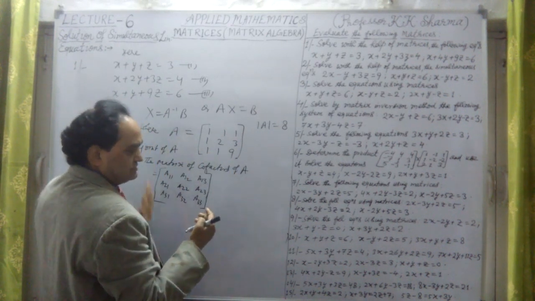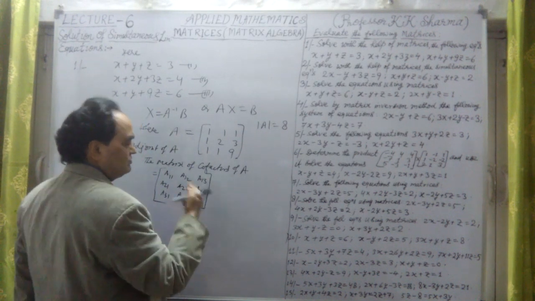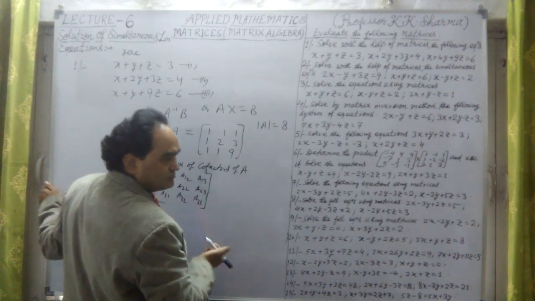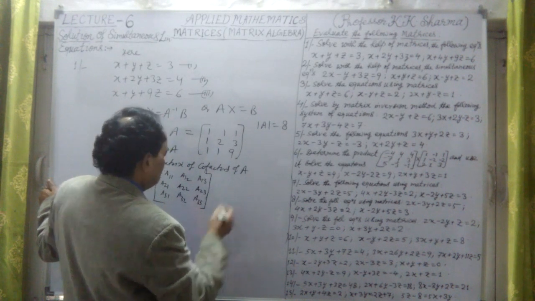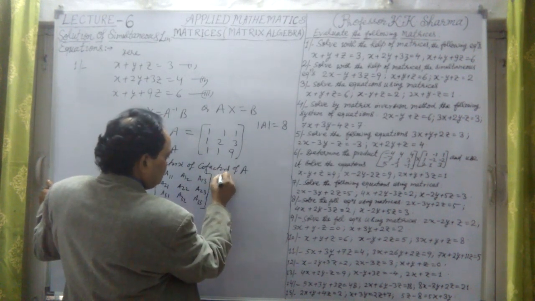Then X, Y, and Z, the column matrix, equal to that value. We will then equate them and calculate the values of X, Y, and Z. So let me solve them here.